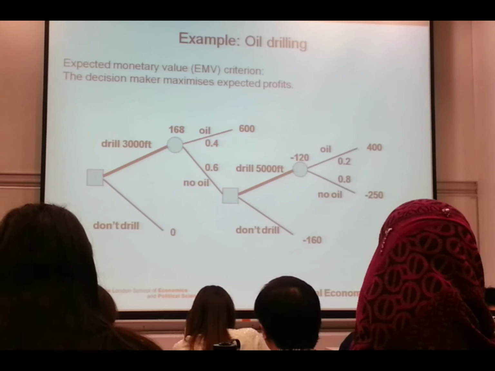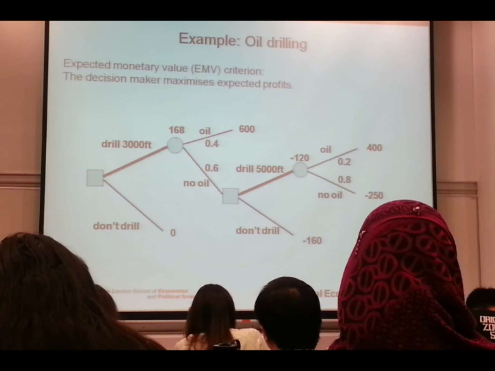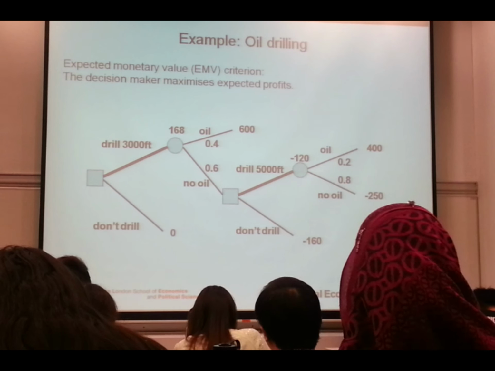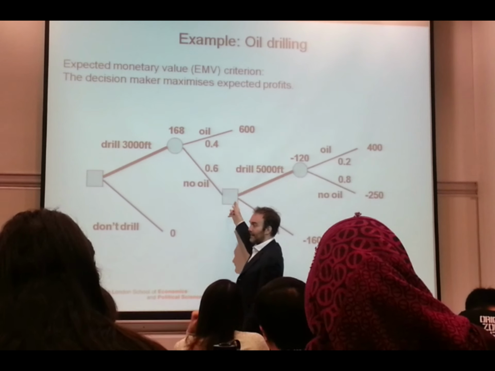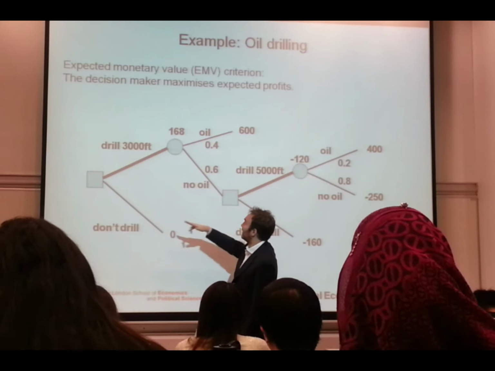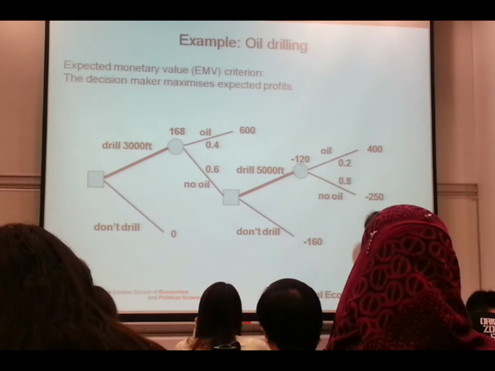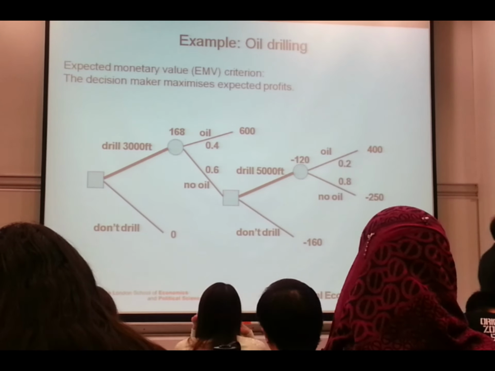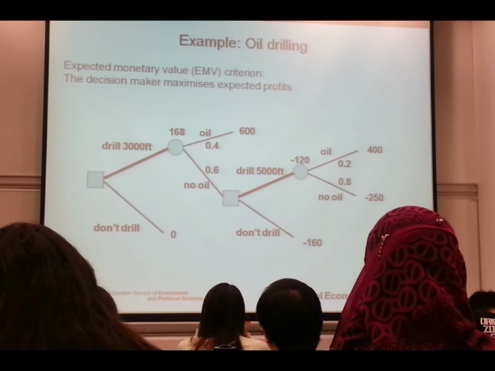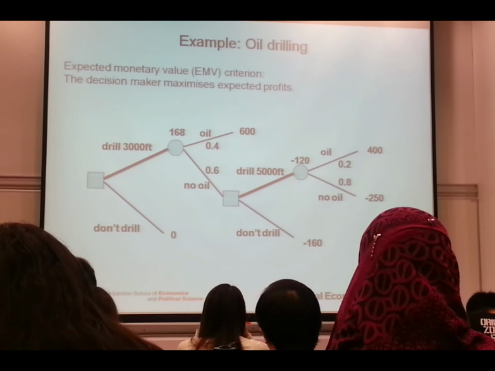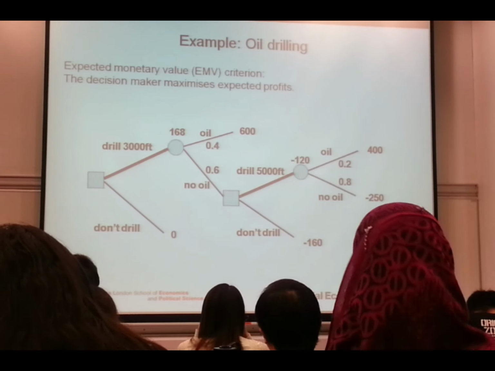So this minus 120 is then what we can use as the expected profit at this point. Meaning that if I drill, there's two things that can happen. I am lucky, and with 40% I'm going to strike 200. 0.4 times 600 is 240.